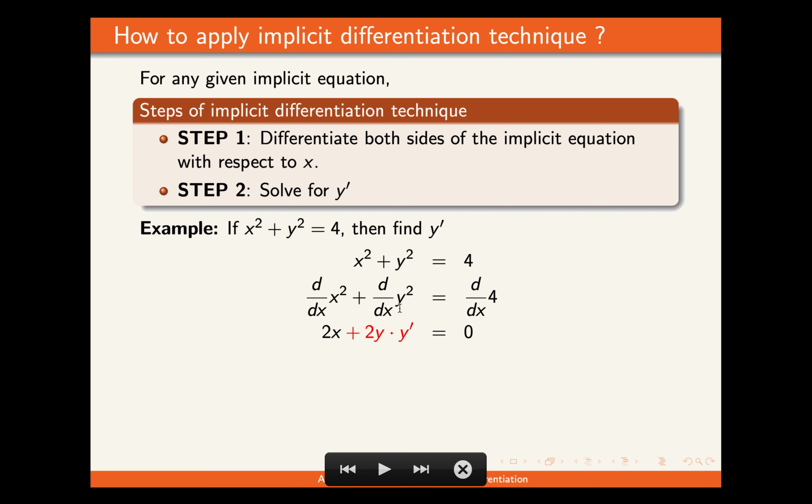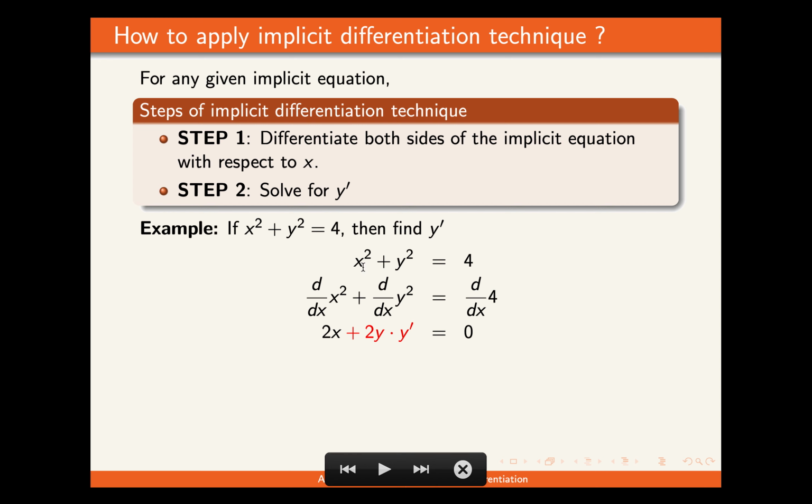Again, since y is a function of x, we have a situation like some function raised to the power of something, so we can use the chain rule, or precisely the generalized power rule, which is bring the power down, write down the function as it is, subtract the power by 1, so 2 minus 1 will be 1, right? So that's why we have 2y times, because of the chain rule we need to multiply by the derivative of y with respect to x, so that's why we have y prime, and that is equal to the derivative of the constant with respect to x, which will be 0. So the derivative of 4 with respect to x will be 0. So this is the first step. We differentiate both sides of the implicit equation with respect to x.